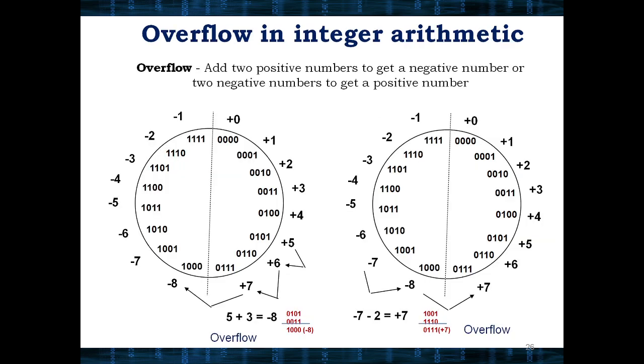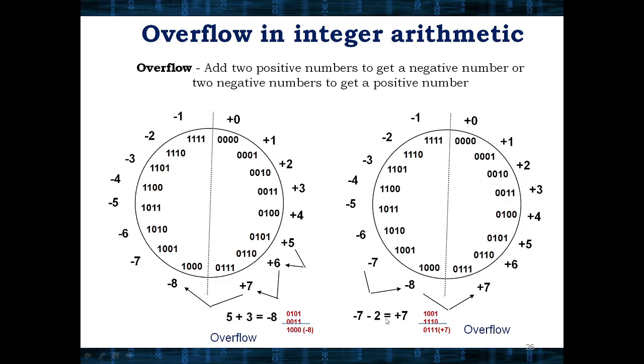So an overflow condition occurs when we add two positive numbers to get a negative number, or two negative numbers to get a positive number. Both conditions we will generally refer to as an overflow condition. Okay. So we'll take one example here, 5 plus 3. Here we will get the result as -8. Okay, so -8, which is here the MSB bit. You can see both are positive but the result is negative. So it is an overflow condition.